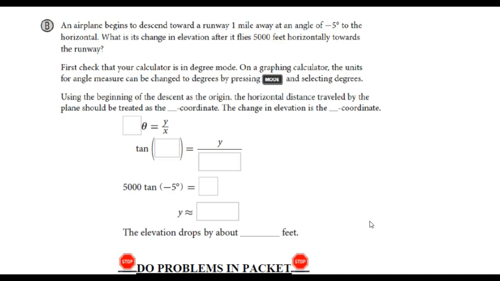Alright, let's go on to part B. So it says an airplane begins to descend toward a runway. So here's my runway, here's my plane. Don't judge my picture, but it's going down, it's descending 1 mile away at an angle of descent of negative 5 degrees to the horizontal. What is the change in elevation after it flies 5,000 feet horizontally towards the runway?